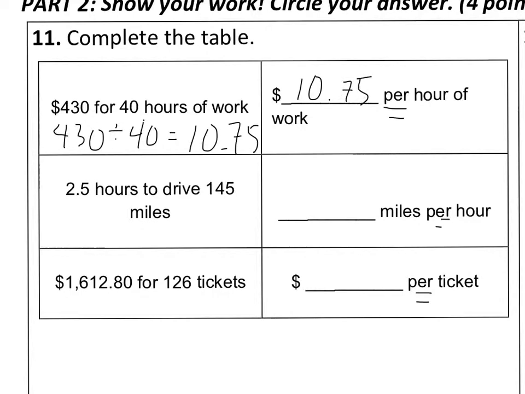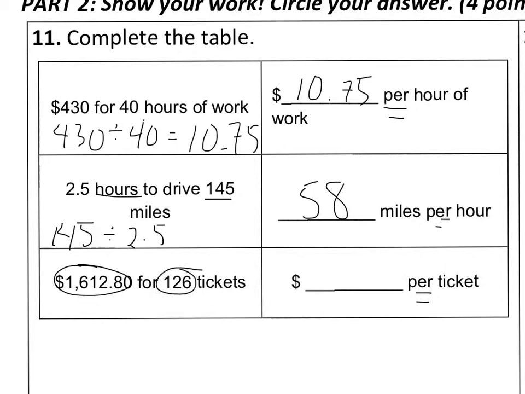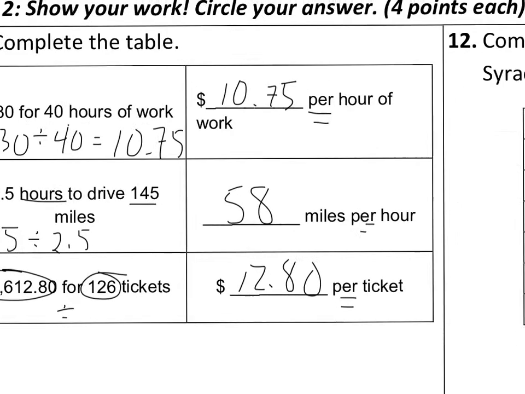If we're looking for miles per hour, I'm going to take miles first, divided by hours, divided by 2.5. And I know that this is 58 miles per hour. And if I'm finding cost per ticket, I'm going to take the cost divided by 126. And that gives me $12.80 per ticket. Continuing on.